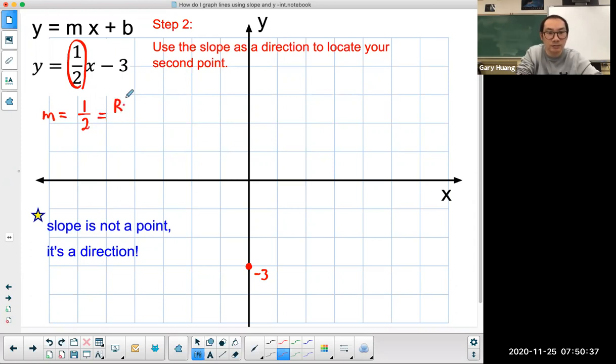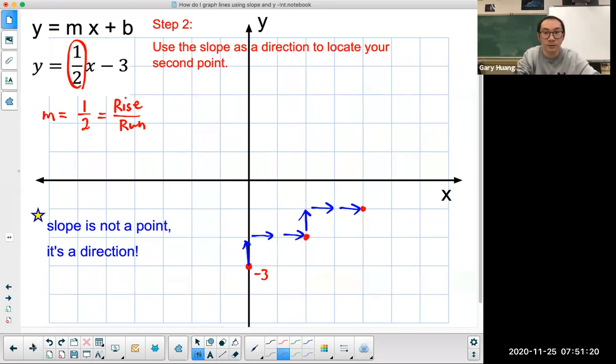Now, the slope is rise over run. 1/2 means you're going to start at where the y-intercept is. That's your starting point. And you use the slope 1/2, meaning you rise by 1 and go over by 2 and locate your second dot. Now you can do this again to come up with a couple more points so that you're sure they are all on a straight line. Okay? 1/2, up by 1, over by 2, rise over run.